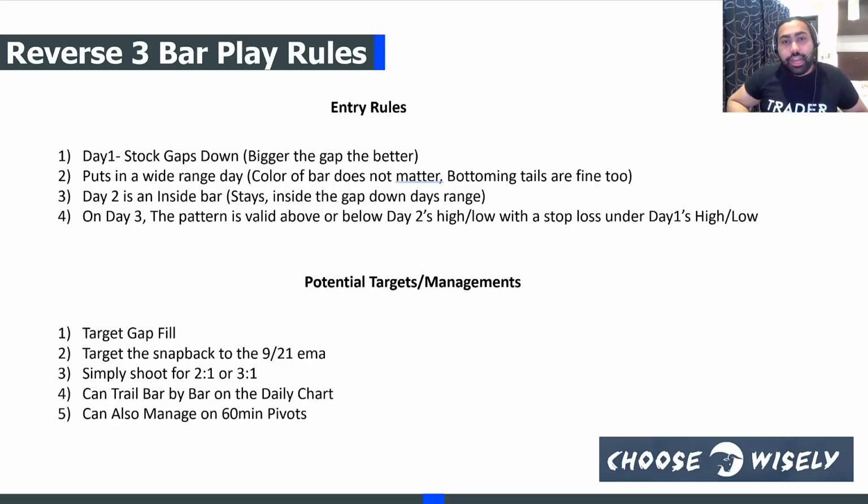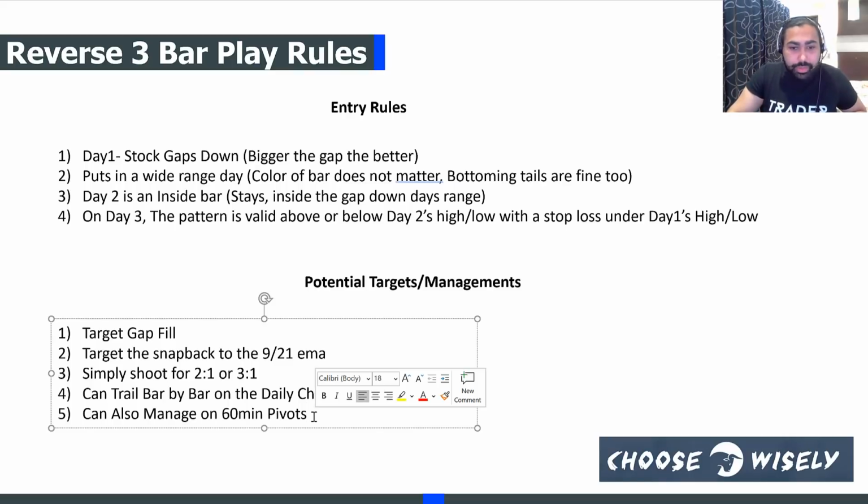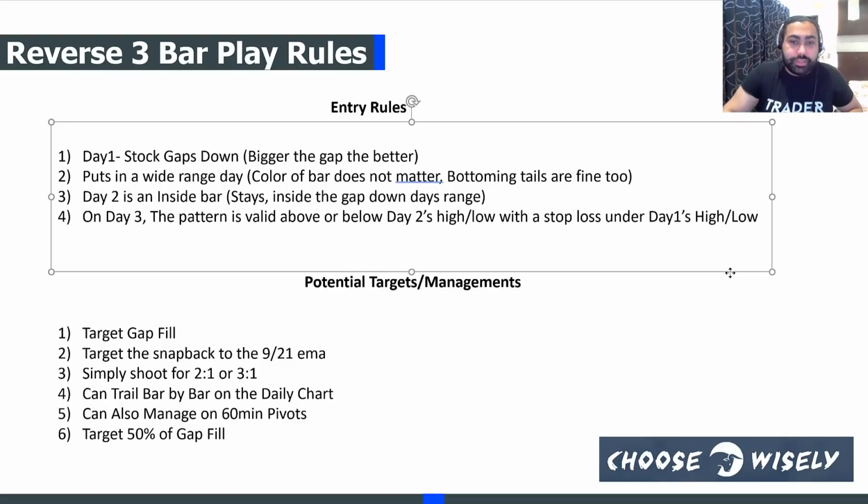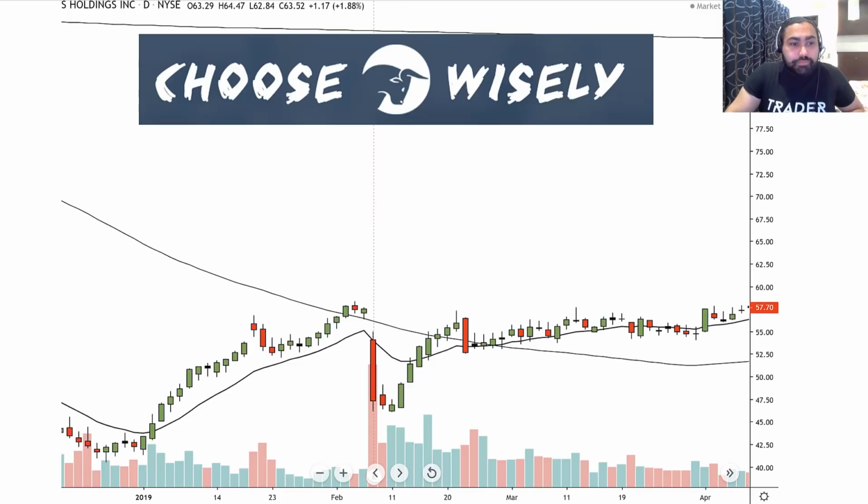You can even target 50% of the gap fill, which I haven't written here, which I'll actually go ahead and add right now. All right, target 50% of gap fill, meaning if your stock gaps, it's closed at 38, opens the next day at 28, right? So rather than target 38, you're going to target the halfway point, right? So maybe target 34 or something along those lines. Okay. All right. Now let's dive into the chart.